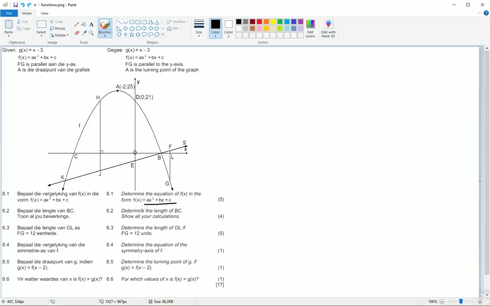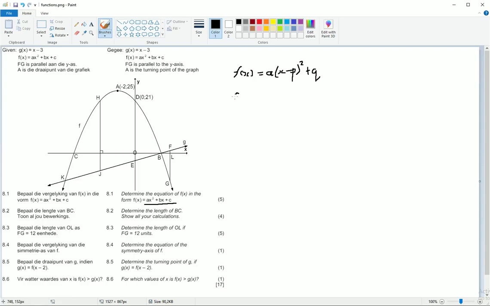So if you want to determine the equation of a parabola, then there's one of two equations you're going to use. So you're either going to go with f of x equals a open bracket x minus p close bracket squared plus q. Right, this is our turning point form. I did make a video on this, so go check that out.